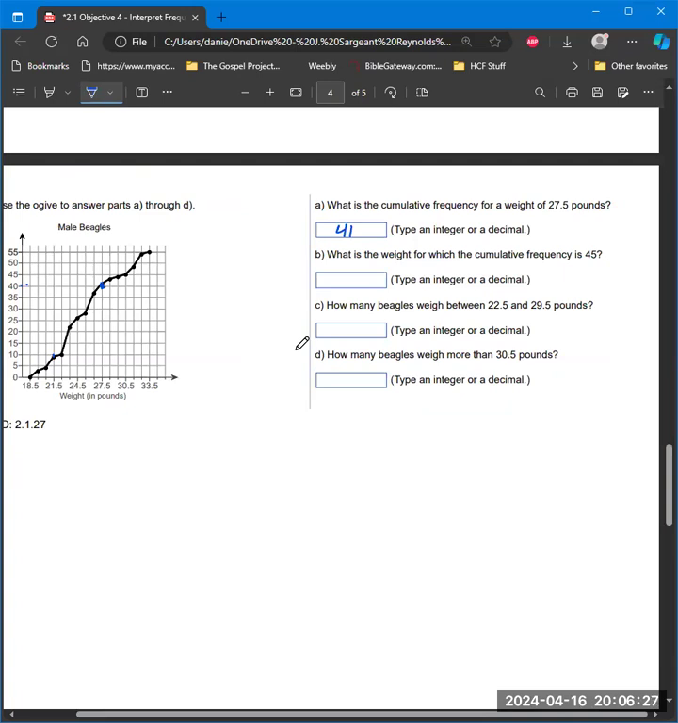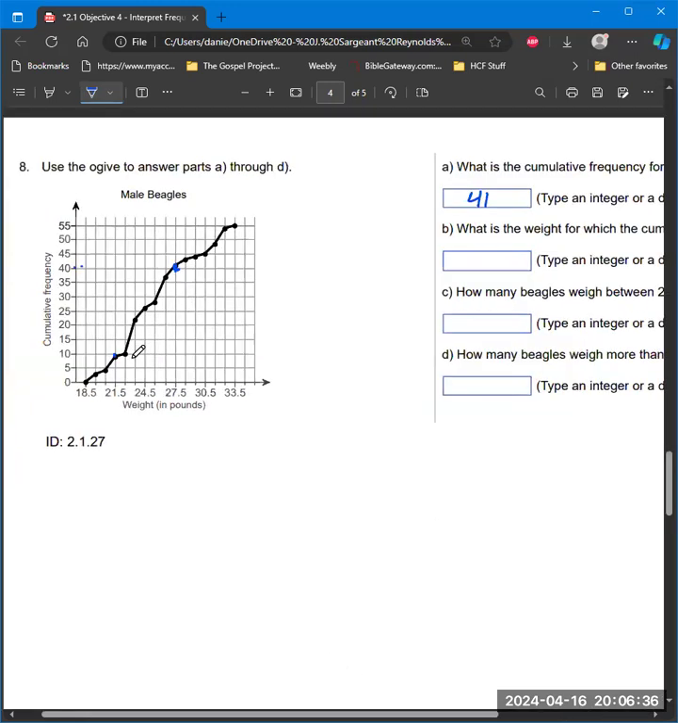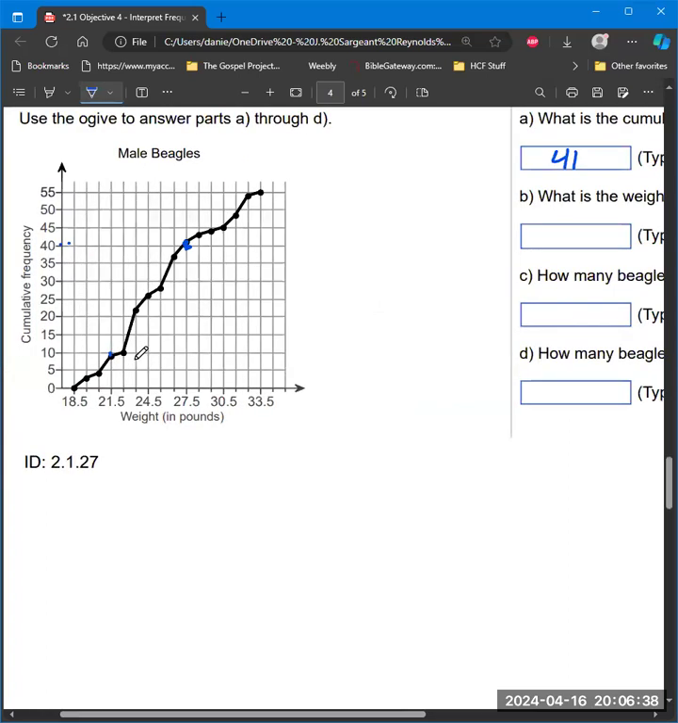Okay, and then let's see, what is the weight for which the cumulative frequency is 45? So again, I'm going to zoom in just a little bit here, so you can see that 45 is right here on this line, and that's 30.5.